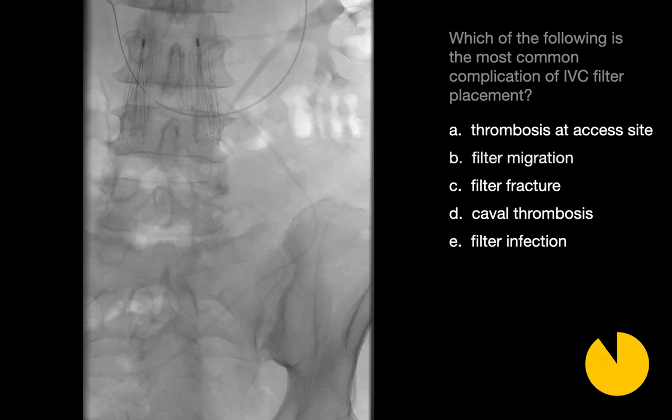Which of the following is the most common complication of IVC filter placement? And the answer here is caval thrombosis. Access site thromboses occur in about 2% of cases. Filter migration, filter fracture, filter infection, and even death occur in under 1% of cases. Caval thrombosis has been reported to occur in up to 5% of cases.